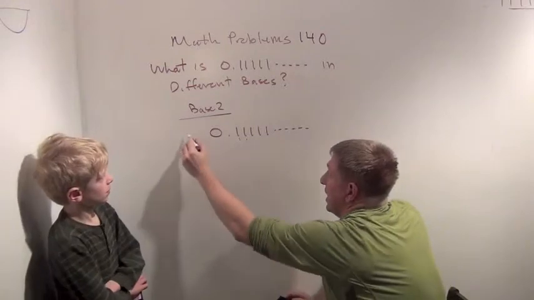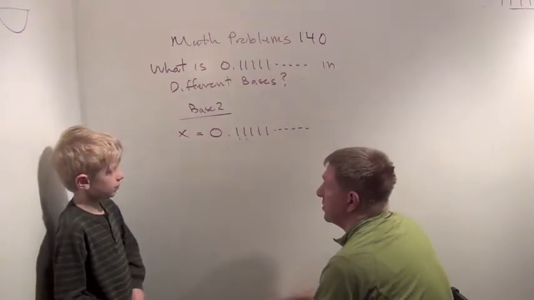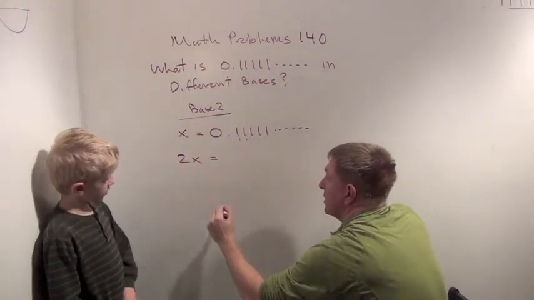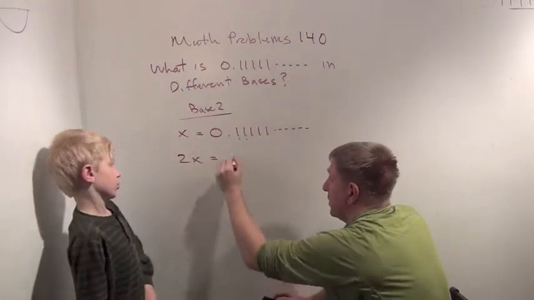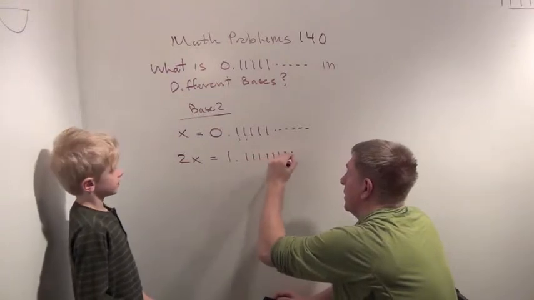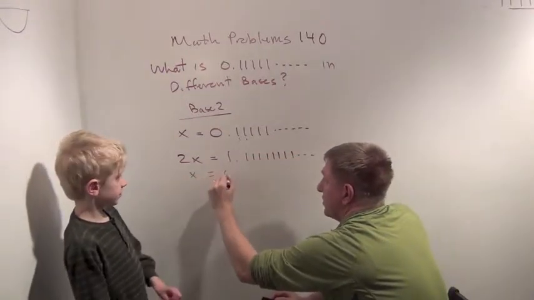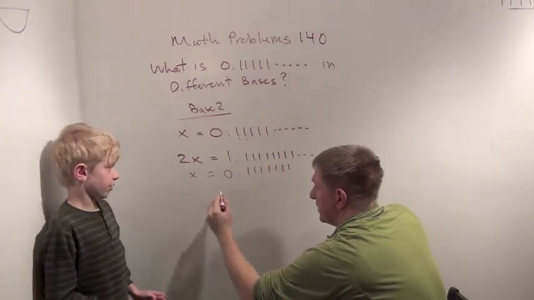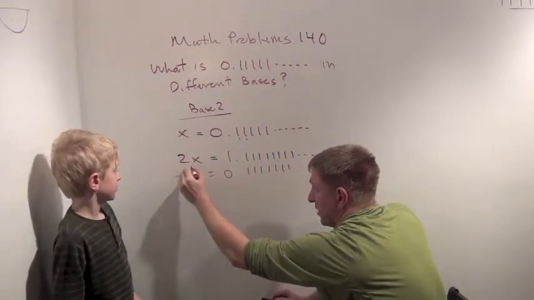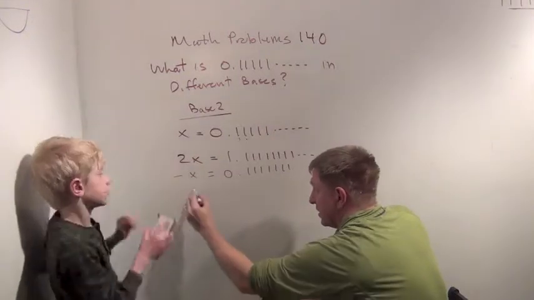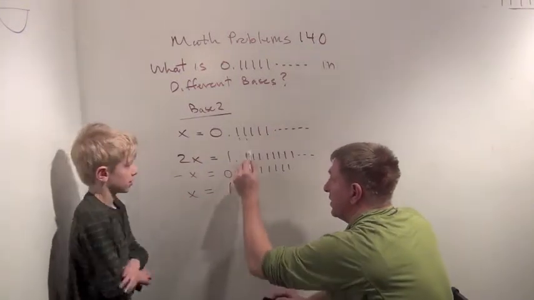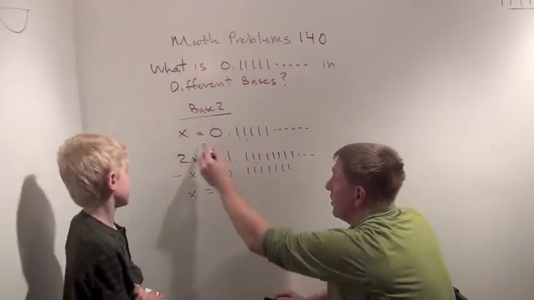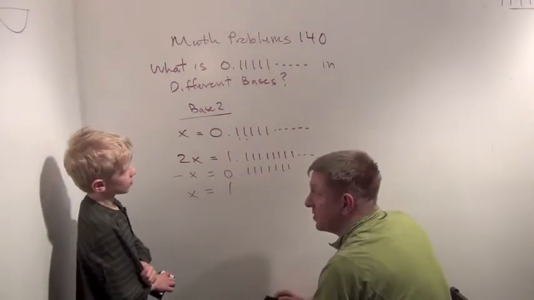We're going to call this number x. And what's our easy number to multiply by? 2. So what does 2x equal? You shift over, it's 1.11111. And then x was 0.111. If you subtract, you get 1.00000 forever, which is 1. And 2x minus x is x. So x equals 1, because this part all goes away. So in base 2, 0.1111111 equals 1.